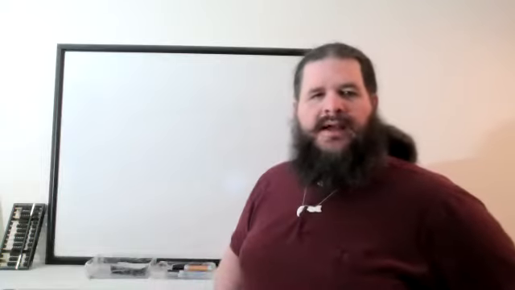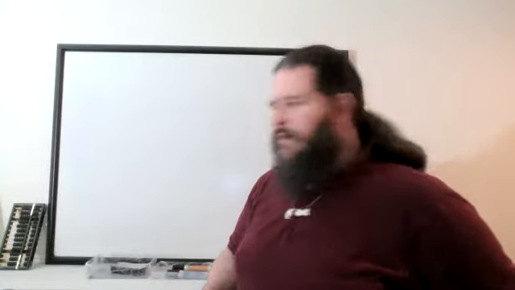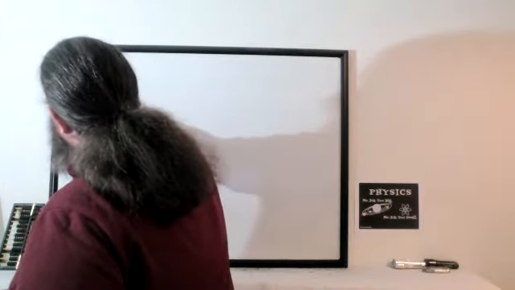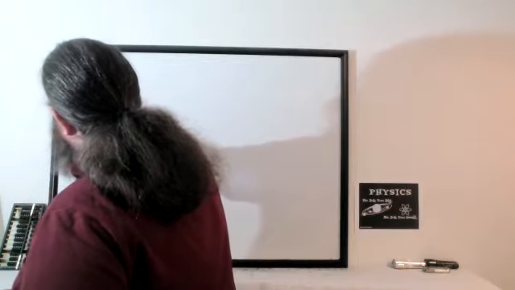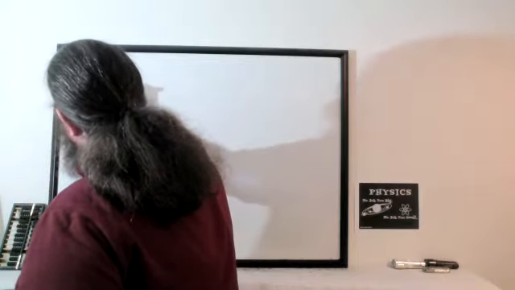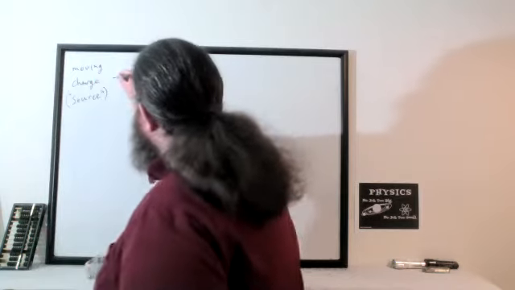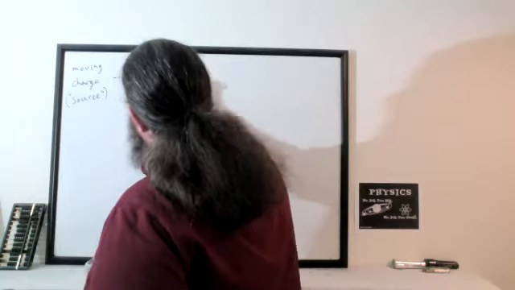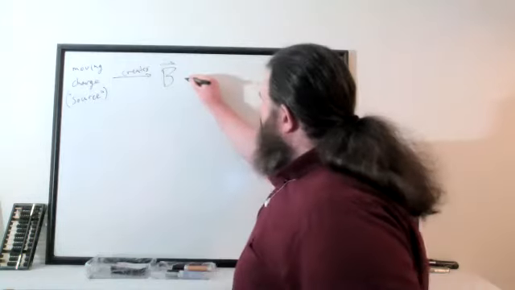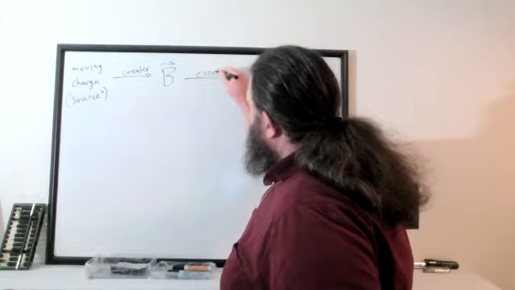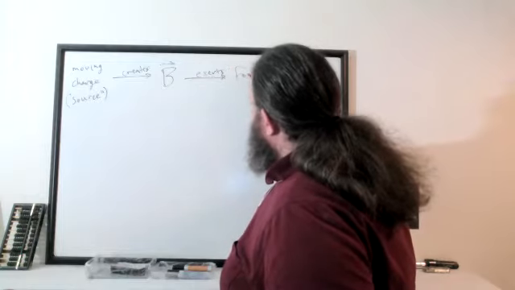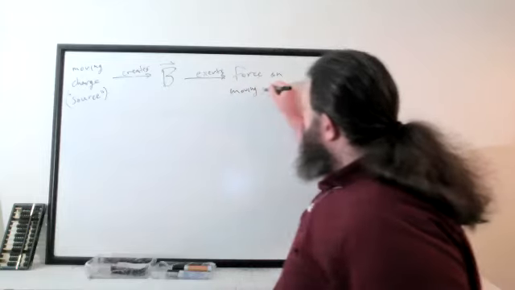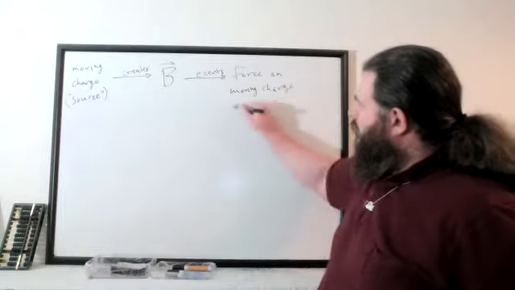So last time we were looking at what creates a magnetic field and a little bit of what a magnetic field does. We've got a moving charge, which we call the source object, creating a magnetic field. And then that magnetic field exerts a force on another moving charge, which we call the test object.